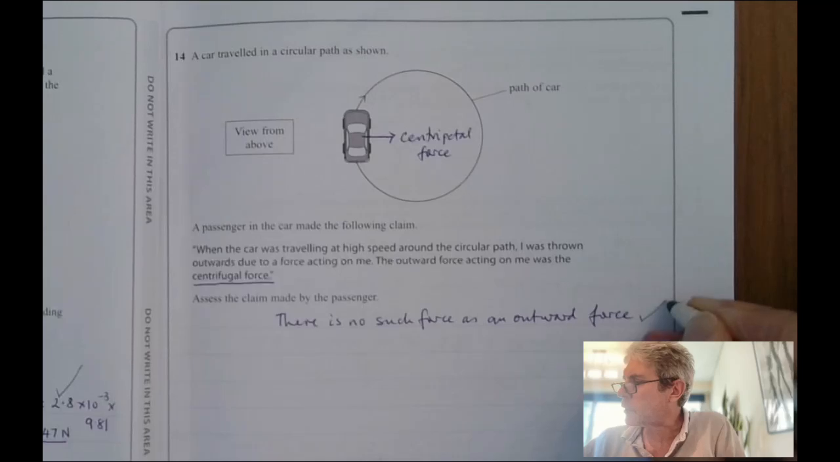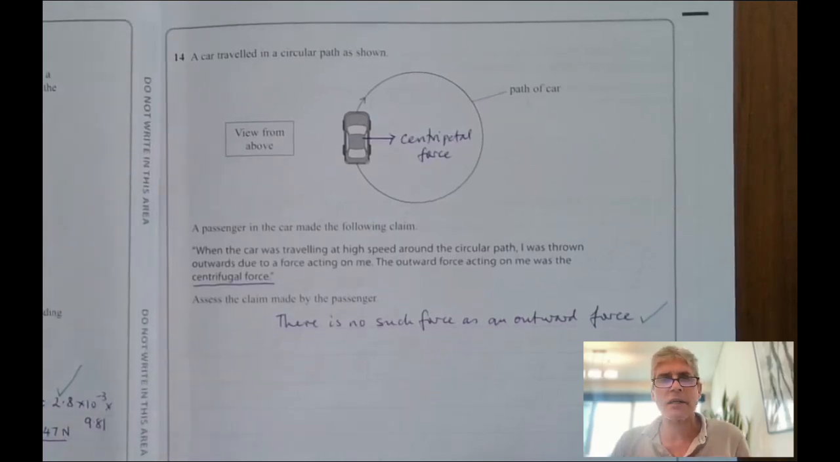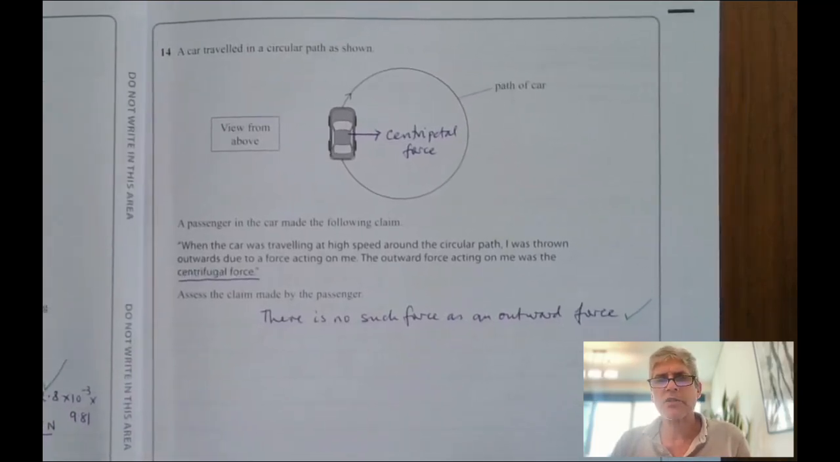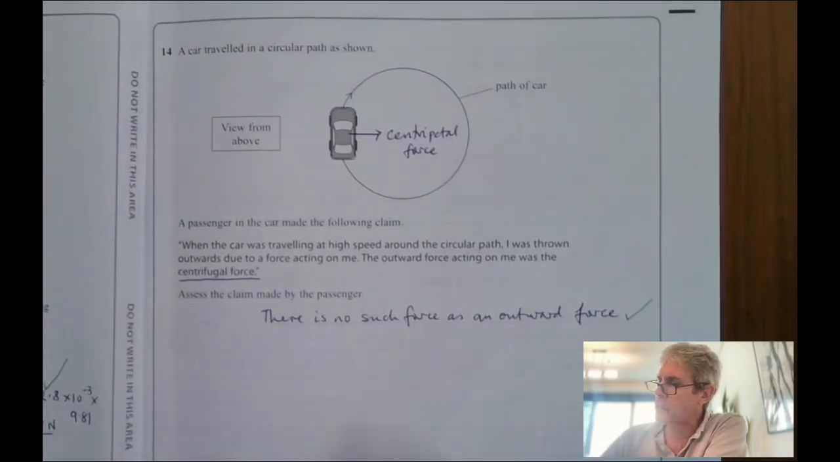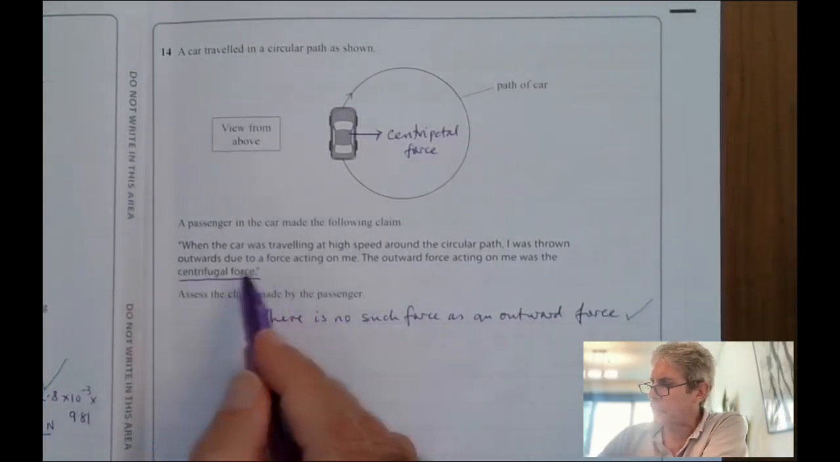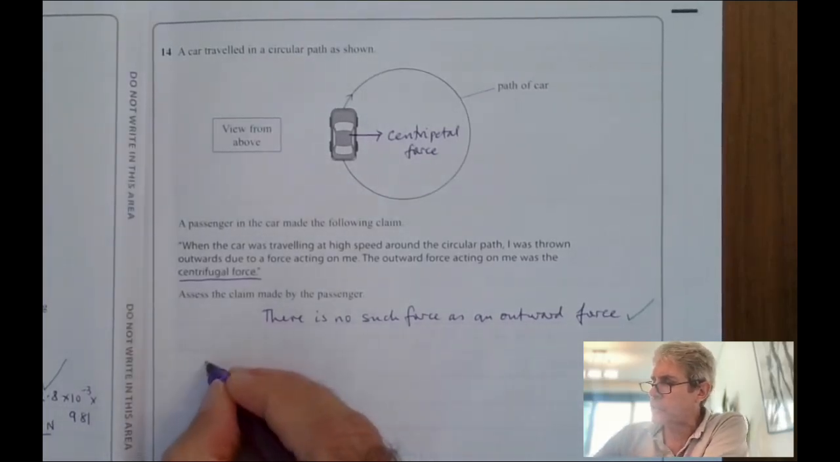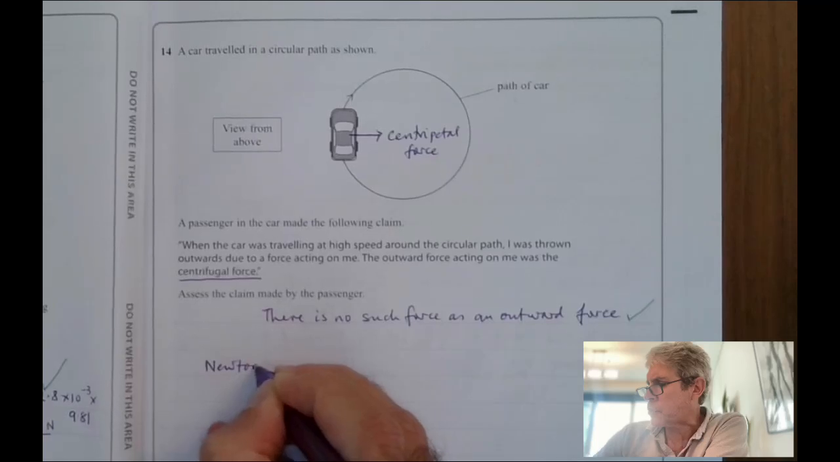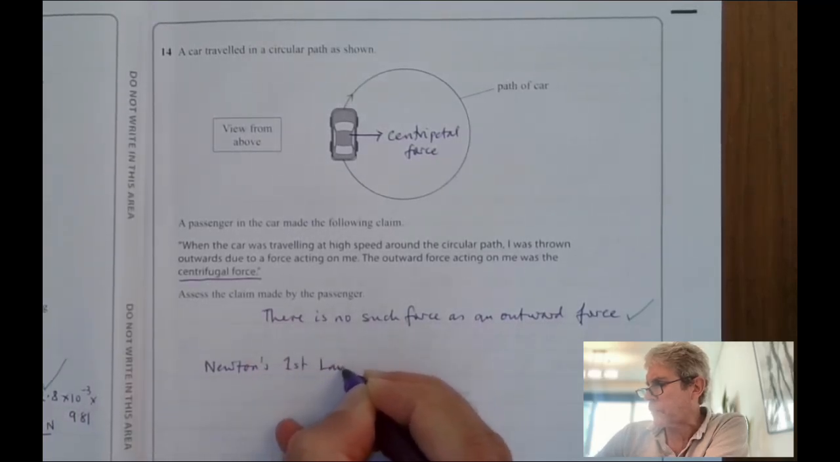So what's really going on in the car? So obviously the car feels a force. That's why it goes in a circle. But the passenger is inside the car. And the passenger will feel that, from a Newton point of view, they want to travel in a straight line. So the first thing you need to make a point about is that although it feels like you're being thrown to the side of the car, Newton's first law needs to be mentioned. So you need to make a comment about Newton's first law.